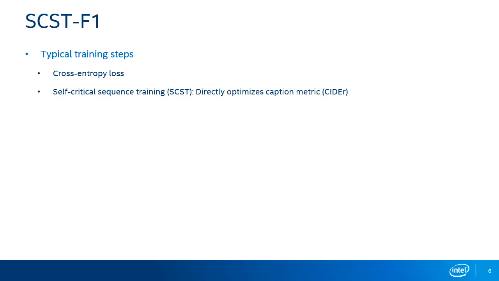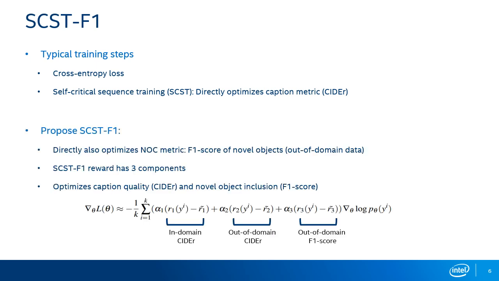Typically, image captioning training is done in two steps. First, the model is trained using cross-entropy loss. Second, the model is fine-tuned using SCST. Here, model is directly optimized to improve the caption metric, usually CIDEr. We propose SCST F1, a variant of SCST that also directly optimizes NOC metric. This metric is F1 score of novel objects.